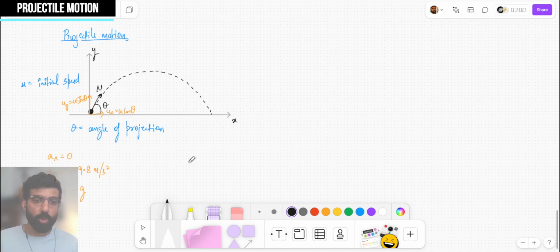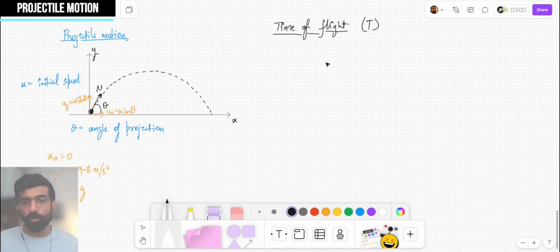Alright, so let's move on to the time of flight. The time of flight is the time for which the projectile stays in the air. How do we calculate this time of flight? We can use the three equations of motion because this projectile is moving under gravity. Since it is moving under gravity, the acceleration of the projectile is always a constant, which is minus 9.8 meters per second square, minus because the acceleration is in the downward direction. Since the acceleration is constant, we will be able to use the three equations of motion.